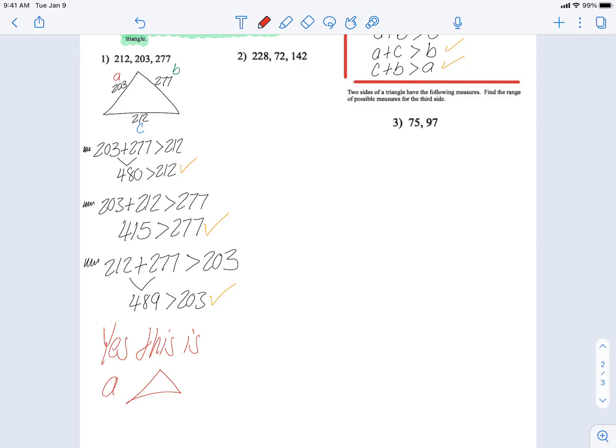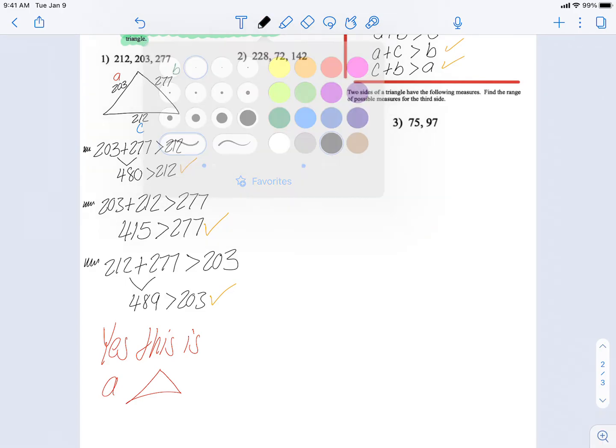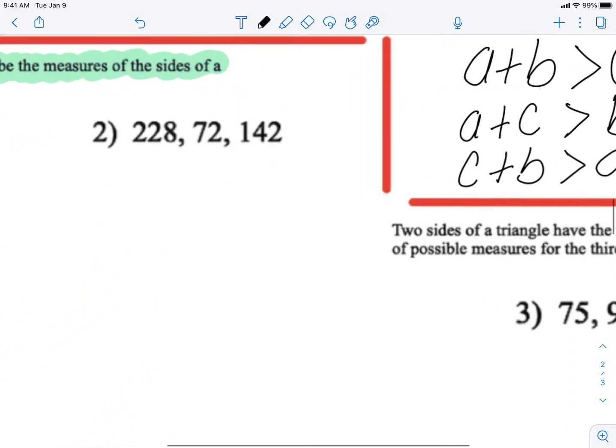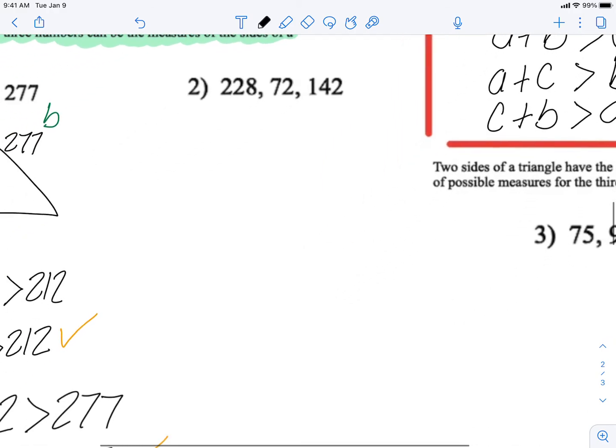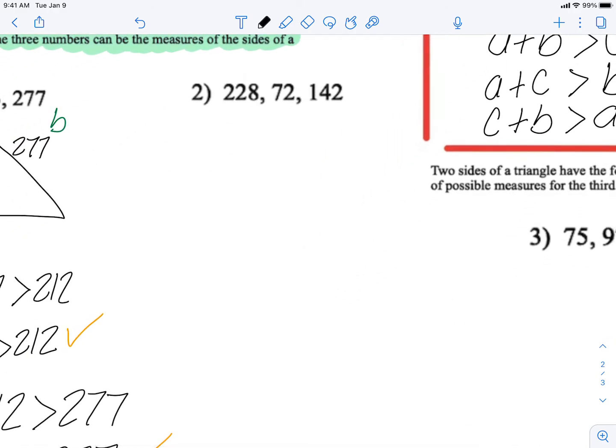Okay, so let us do the same for number 2. Same instructions. First I'm going to draw my triangle, and I'm going to say 72 and 228 and 142.